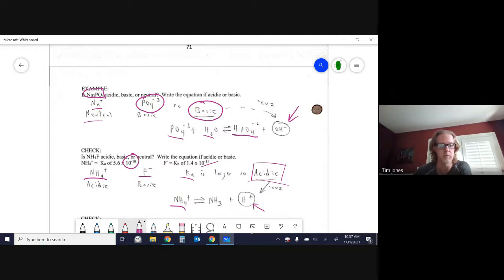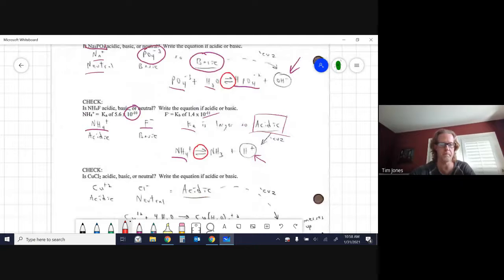Notice my arrows with these are double because this will be an equilibrium system because everything's weak. We don't have anything strong like we did in the examples earlier when we were doing net equations. This is different. This is not a net equation. This is just us showing how something is acidic or basic.